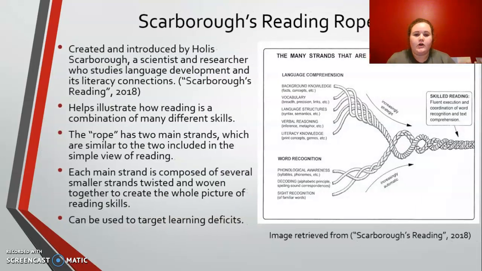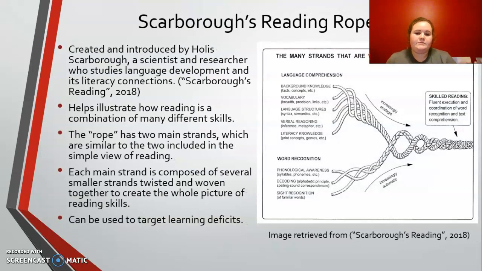The next one is Scarborough's reading rope. This builds on similar principles. It breaks reading down into different categories. She has two main categories. This was introduced by Hollis Scarborough. The one strand is language comprehension, the other is word recognition, and those are twisted together and they create a skilled reading rope. Language comprehension has 5 components and word recognition has 3.